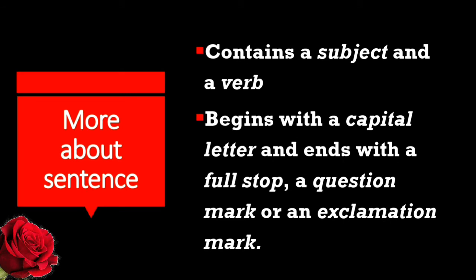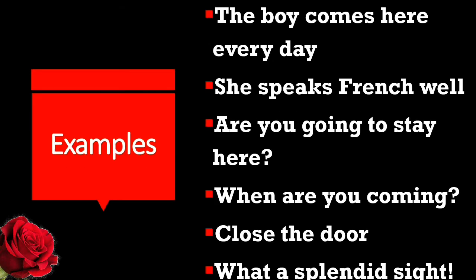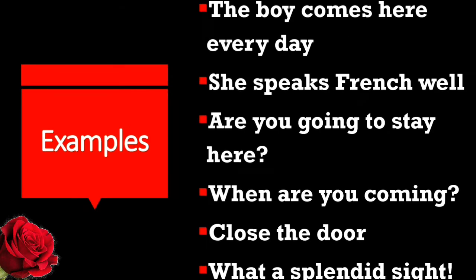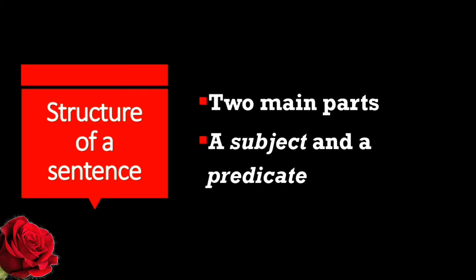A sentence in English begins with a capital letter and ends with a full stop, a question mark, or an exclamation mark. Let us see some examples now. The boy comes here every day. She speaks French well. Are you going to stay here? When are you coming? Close the door. What a splendid sight.